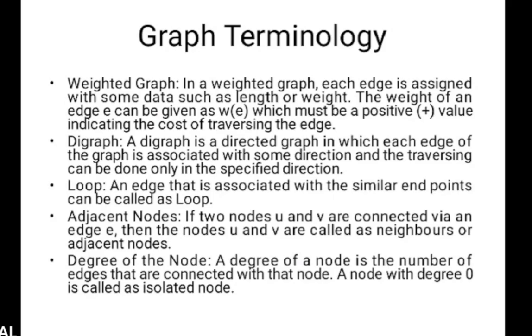Similarly, we might have the cost of travel from one place to another place along the edge, like the ticket of DTC from stop A to stop B is 20 rupees. So this 20 is the weight attached with the graph. Okay. So such a graph is a weighted graph. The weight of an edge can be given as WE, which must be a positive value indicating the cost of traversing the edge.